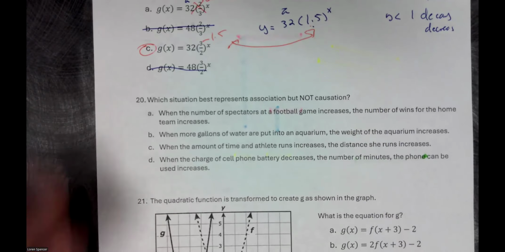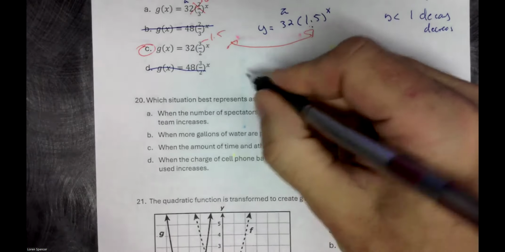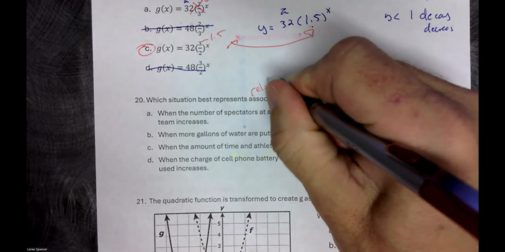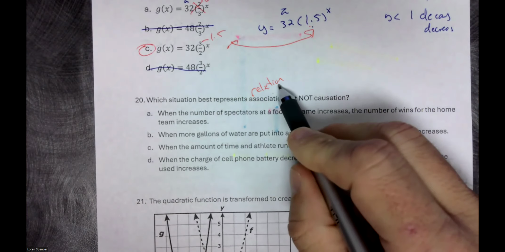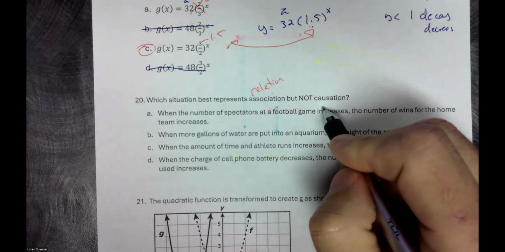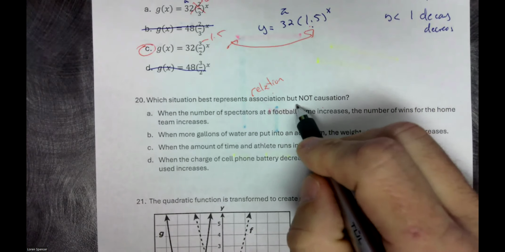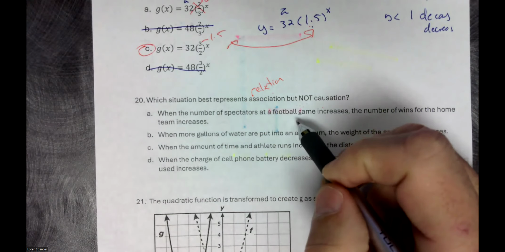Number 20, which situation best represents association but not causation? Association just means there's a relation, all right? So we want a relationship, so there needs to be a relation between the two variables, but one is not causing the other. There is a relationship, but one does not cause the other.